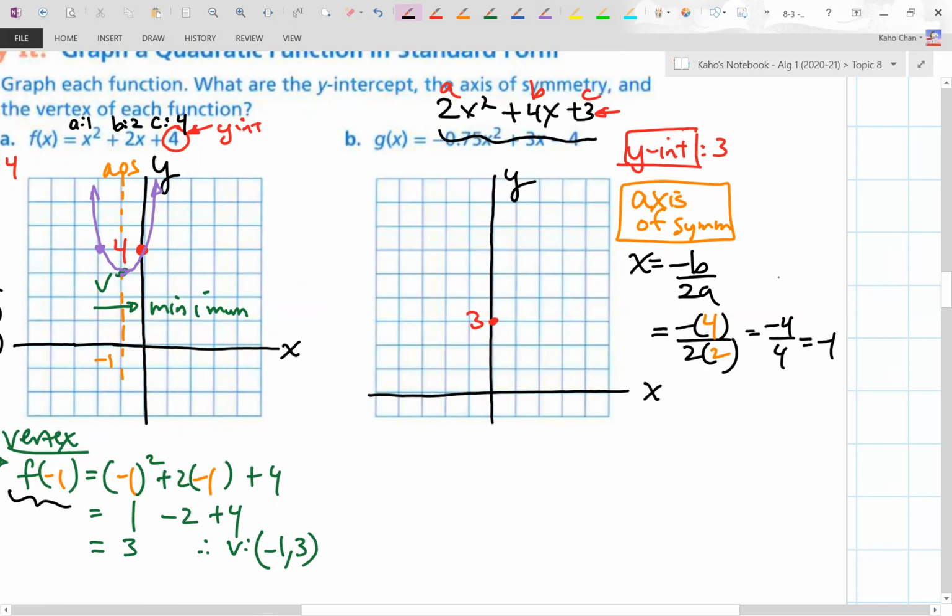Ladies and gentlemen, that is your equation. X equals -1. Let's do that. Oh, that's the same as the last problem. Very interesting. Put a vertical dotted line there, label it AOS. It's very helpful. And then finally, the last question here is find the vertex.